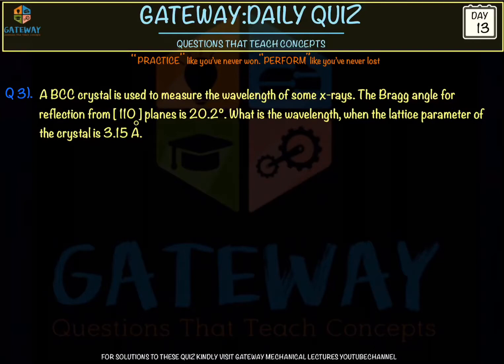A BCC crystal is used to measure the wavelength of some X-rays. Generally for X-rays we can do two things. We can measure the wavelength of X-rays from the known crystal dimensions, or else if the crystal dimensions are unknown, with the known wavelength of X-rays we can calculate the crystal parameters. Understood? So this technique is called the X-ray diffraction technique.